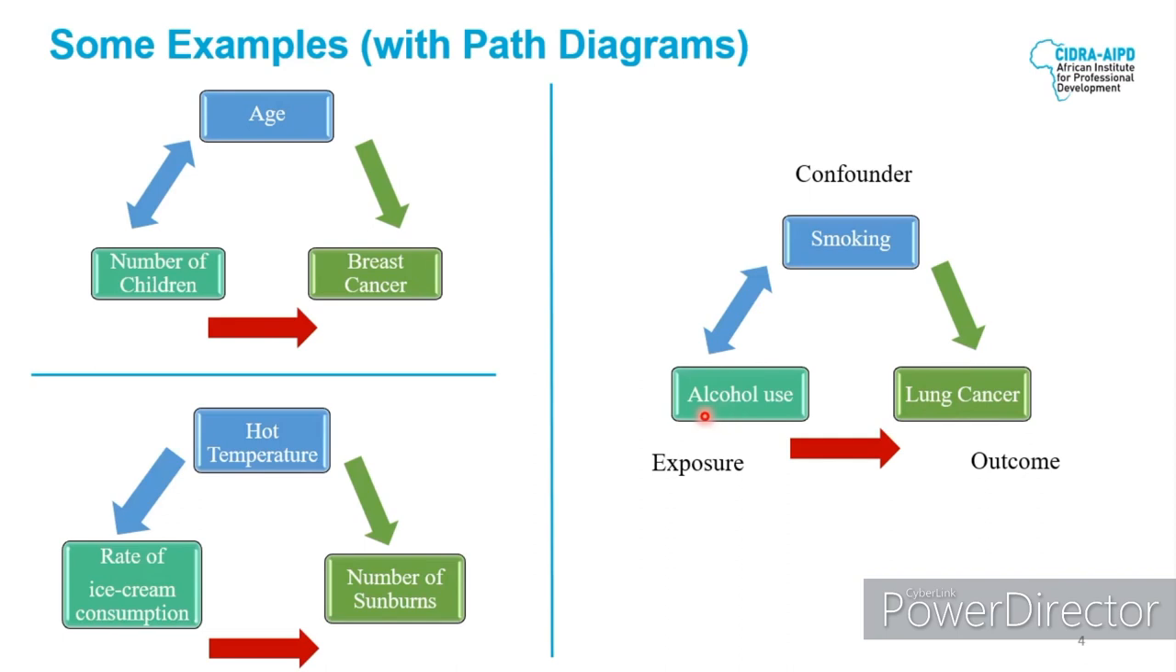Two other examples we can consider here are smoking, alcohol use, and lung cancer. If we find that alcohol use has an association with lung cancer, we also have to take into account the confounding factor present here, that is smoking. People who have an increased alcohol use tend to be smokers, and smokers are the ones who actually get lung cancer. Therefore, alcohol use has a false association with lung cancer. Smoking is the real reason lung cancer can occur, and it is strongly associated with it. Here, alcohol use can be called the exposure and lung cancer the outcome.